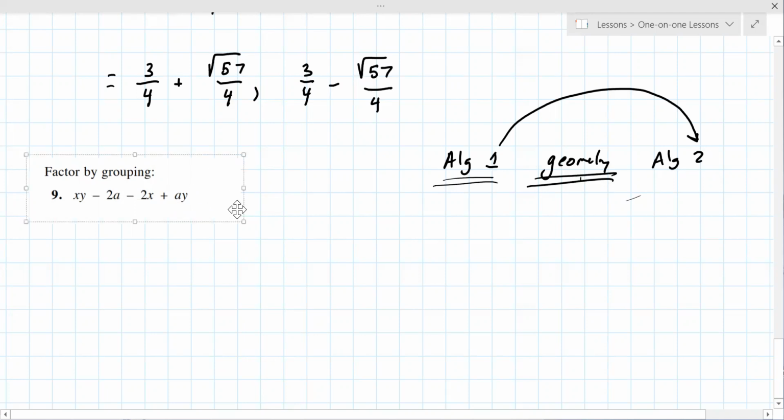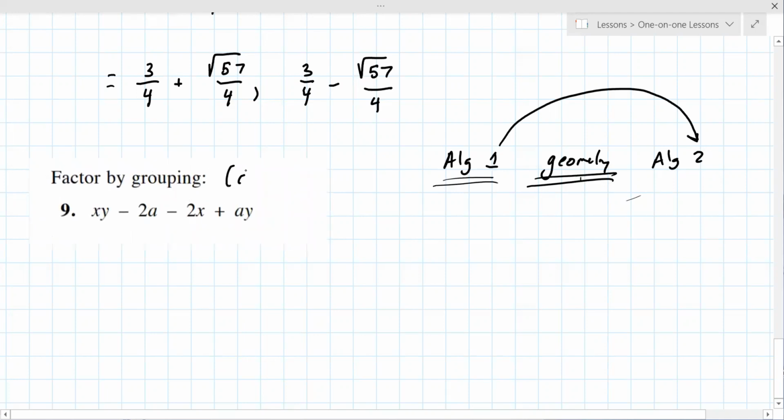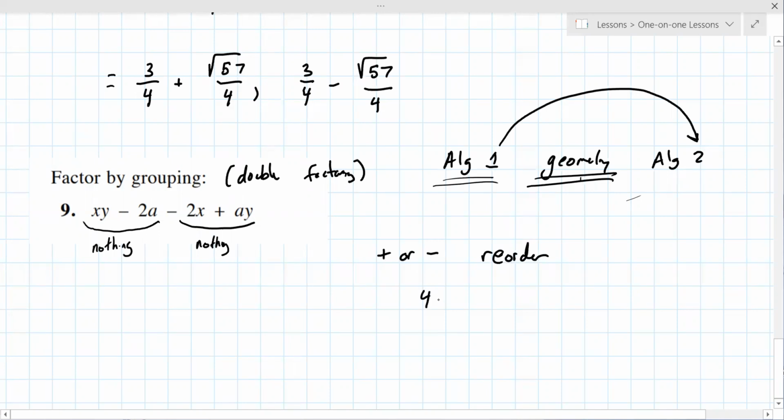So this question says factor by grouping. I sometimes call it double factoring because you end up doing it twice. This one's symbolic. You might say, how can I do that? You're looking at the first two terms, and you say, what's the same in these two terms? The answer is there's nothing. Same thing here. There's actually nothing the same, but when you're adding or subtracting, you can reorder. What I mean by that is 4 plus 5 is the same as 5 plus 4.